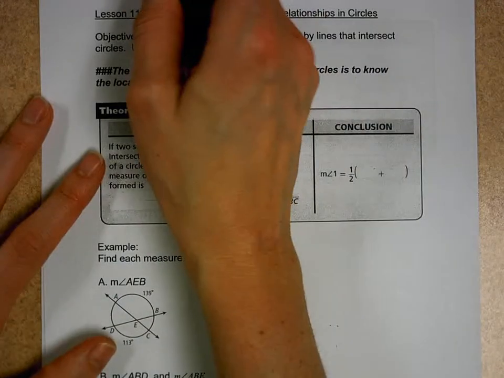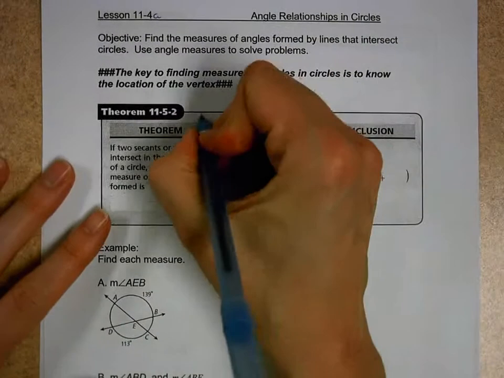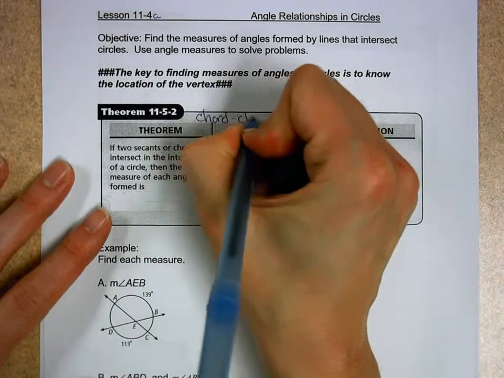This is 11.4a notes, but really it's a continuation of 11.3 because we're still talking about angles, and these are the type of angles that are formed here by what's called a chord angle.